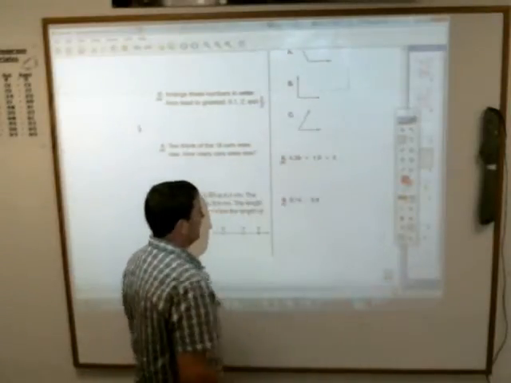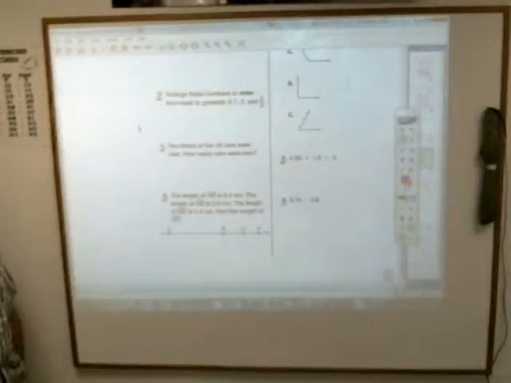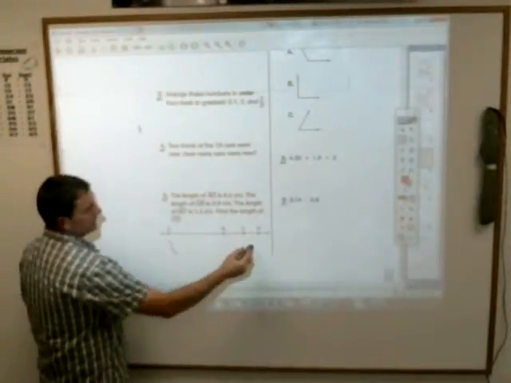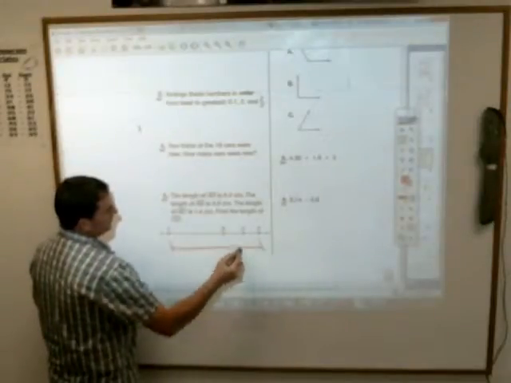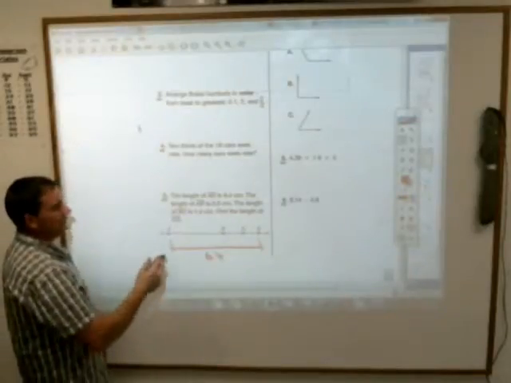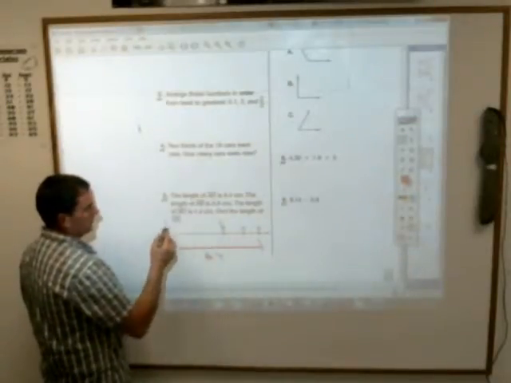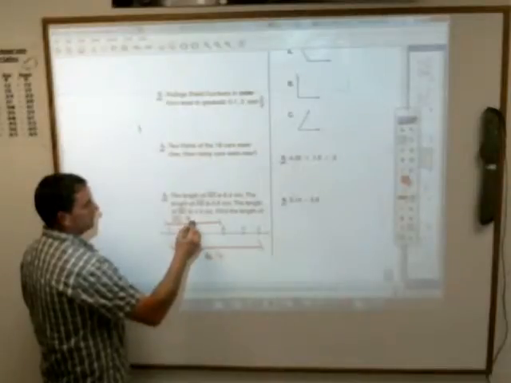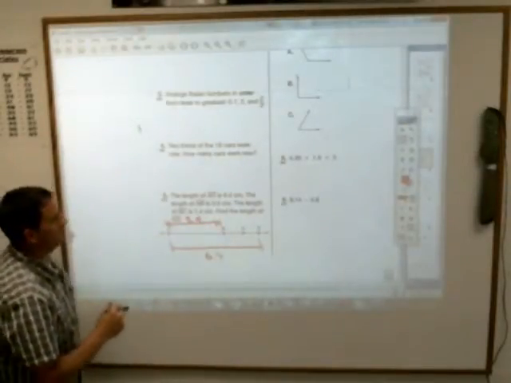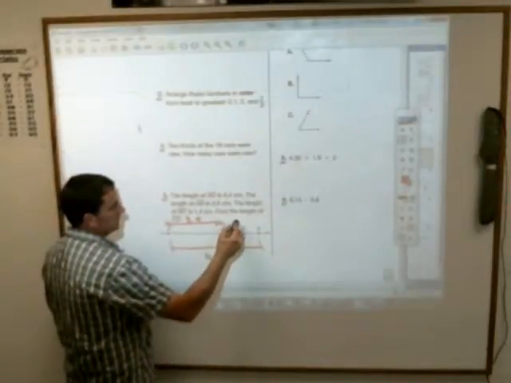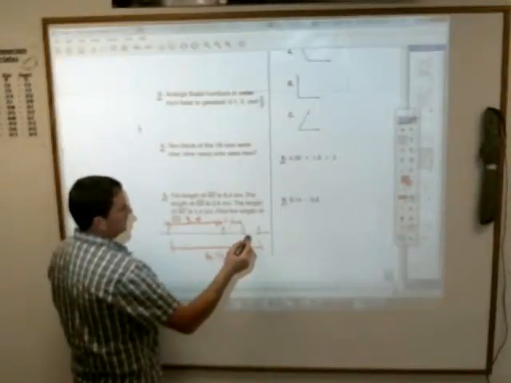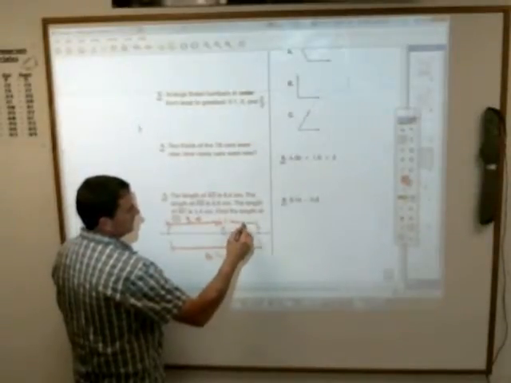5 is a good one. 5 you have to think a little bit about here. Okay, and again, it's about labeling your stuff here. The length of AB is 6.4, right, Grace? So we label that up so I know what it is. The length of AC from here to here is 3.9. The length of BC from here to here is 1.4. And they want to know how far is CD, the distance from here to here.